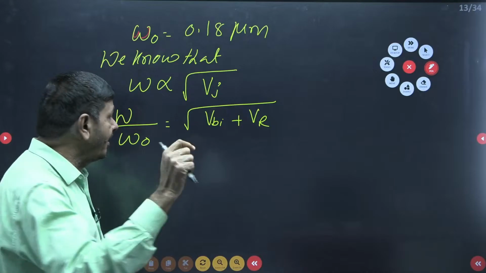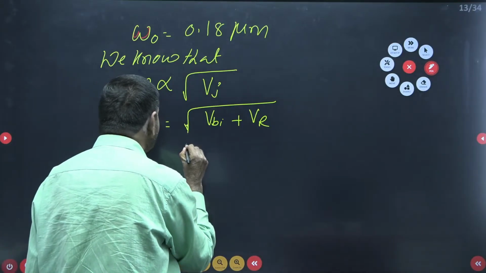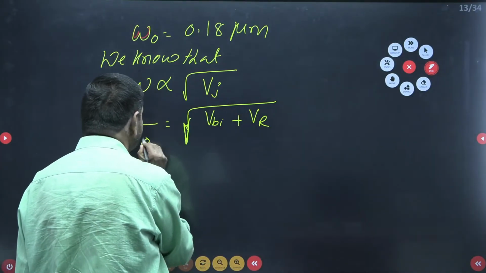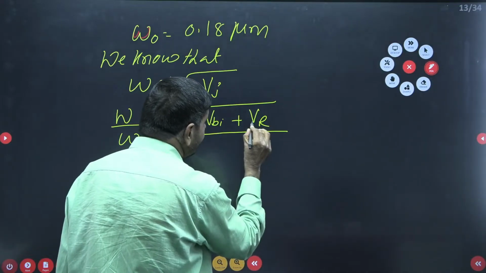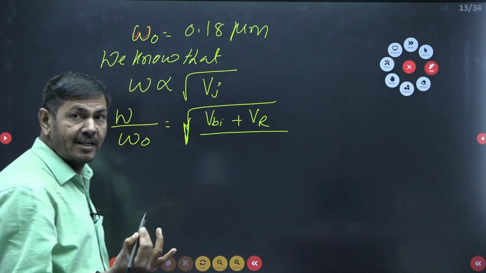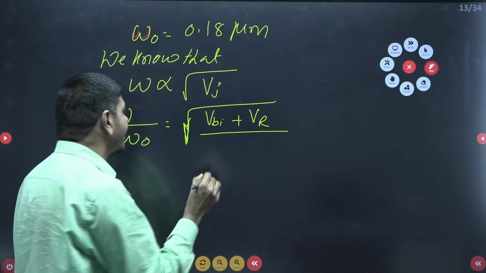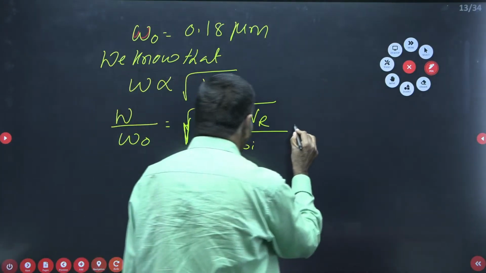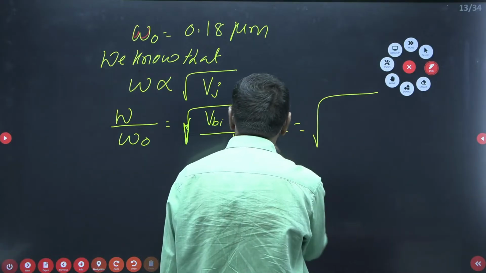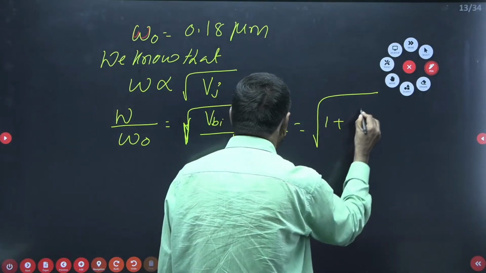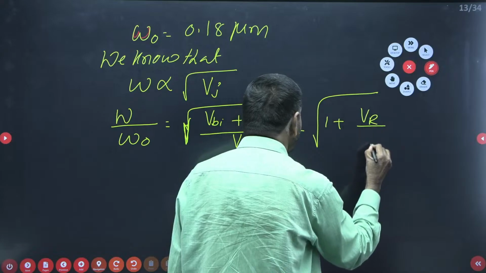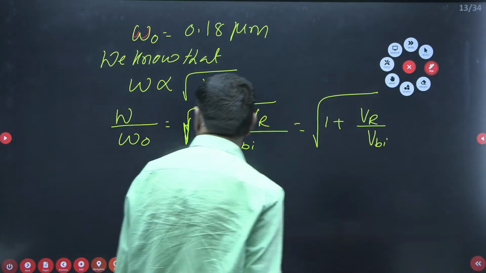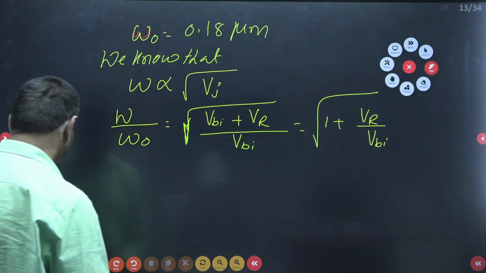Whenever the W naught is nothing but the unbiased, unbiased means VR will be 0. We are not connecting any reverse bias voltage, so directly VBI is possible here. That's why I can write this as the square root of 1 plus VR by VBI. And directly you can substitute values. W value we know very well.